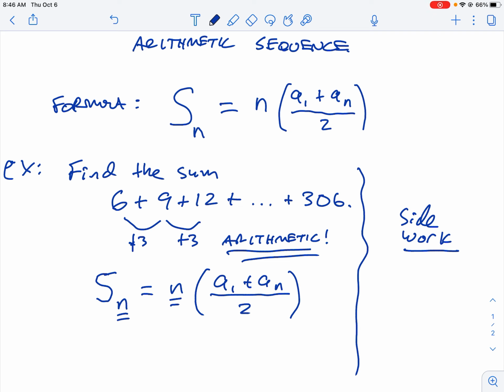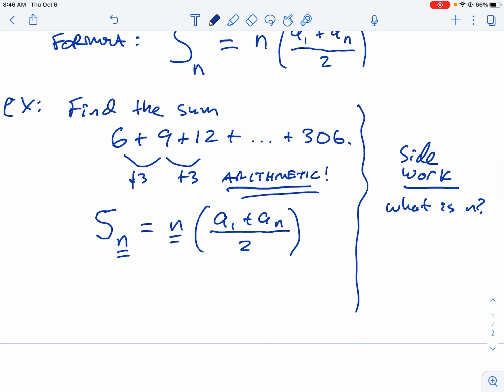So one way that we can figure out what n is, let's go ahead and find the formula. So if you recall, for an arithmetic sequence, this was the formula that told us every term, right?